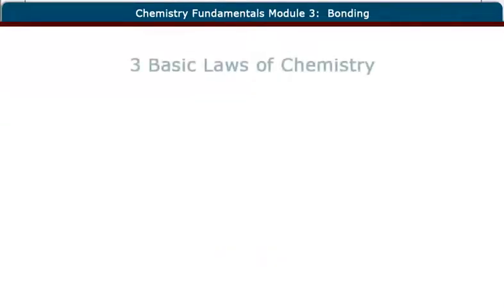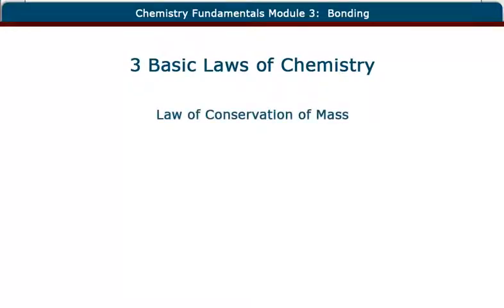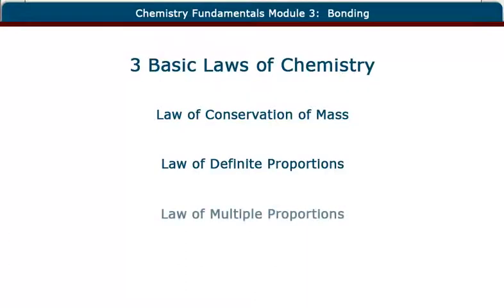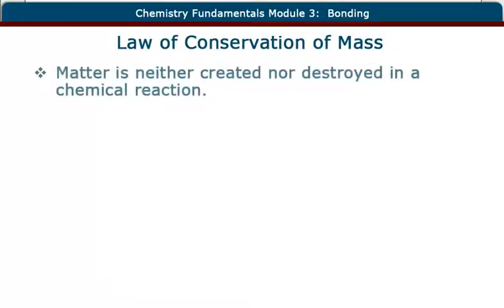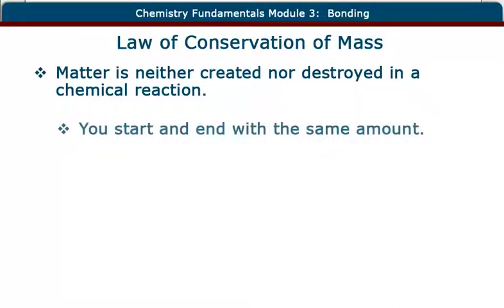There are 3 basic laws of chemistry. They are: law of conservation of mass, law of definite proportions, and the law of multiple proportions. The law of the conservation of mass states that matter can neither be created nor destroyed in a chemical reaction. You start and end with the same amount.